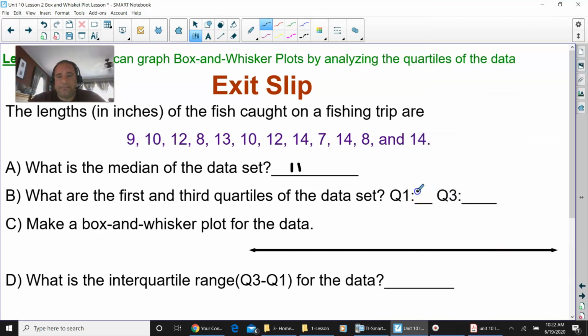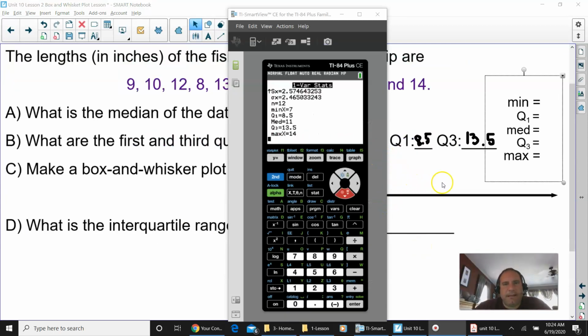So 8.5 and 13.5. So I have my median, I have my quartile 1, my quartile 3. Now I am going to write down my 5-number summary and do the box and whisker plot for this data set. Taking a look at my min, which I am going to put down as 7. I'm just going to copy all of this down. My quartile 1 is 8.5. My median, which is my quartile 2, is 11. My quartile 3 is 13.5. And my max is 14.